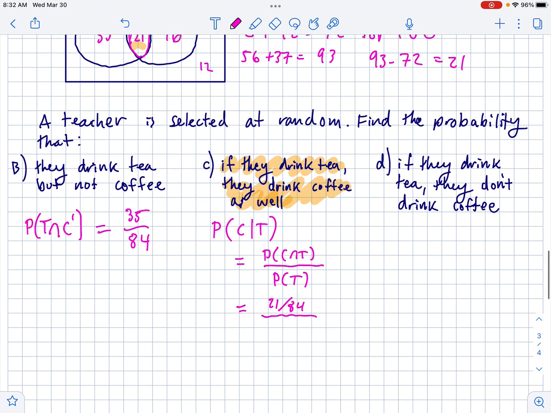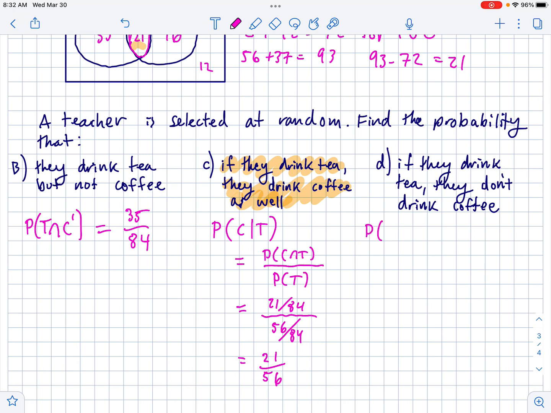So we get 21 84ths on the numerator. And then the tea on its own is 56 out of the 84. So then when you do your multi-flip, the 84s cancel each other out. Remember, if you're ever dividing by a fraction, it's the same thing as multiplying the top fraction by the bottom fraction upside down. 84s cancel out, and you get 21 out of 56. That's it.